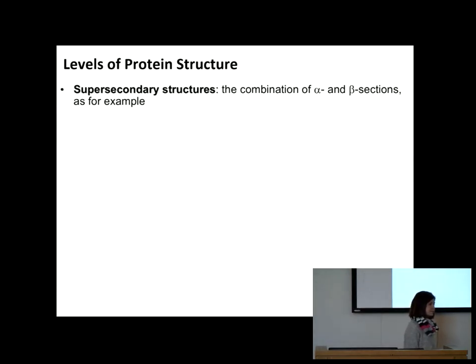Sometimes we see a coming together of these alpha helix and beta sheets that happens over and over in many protein structures.